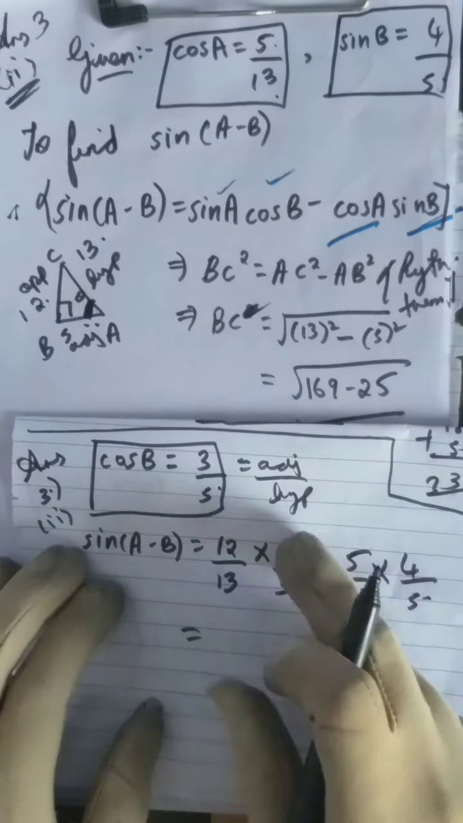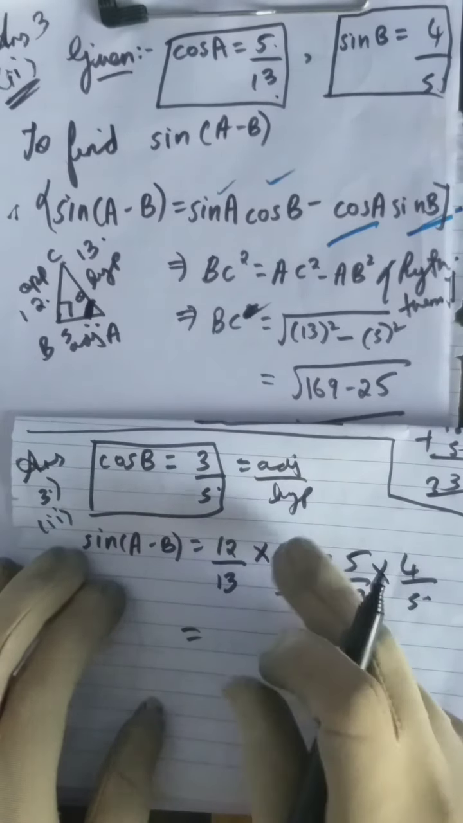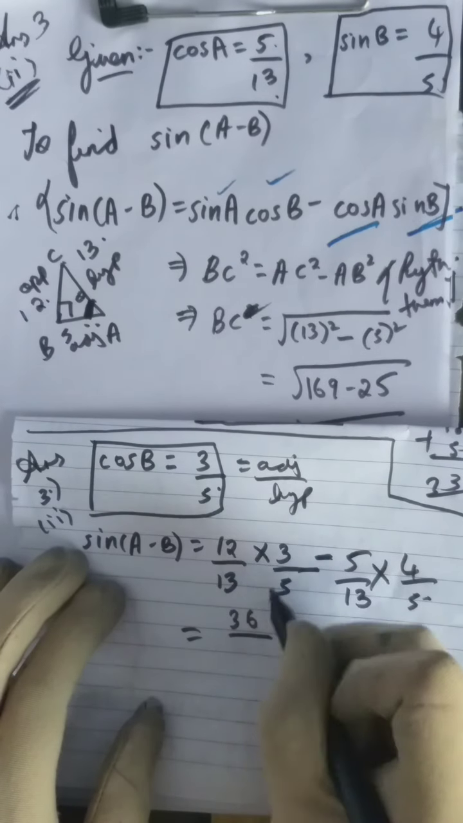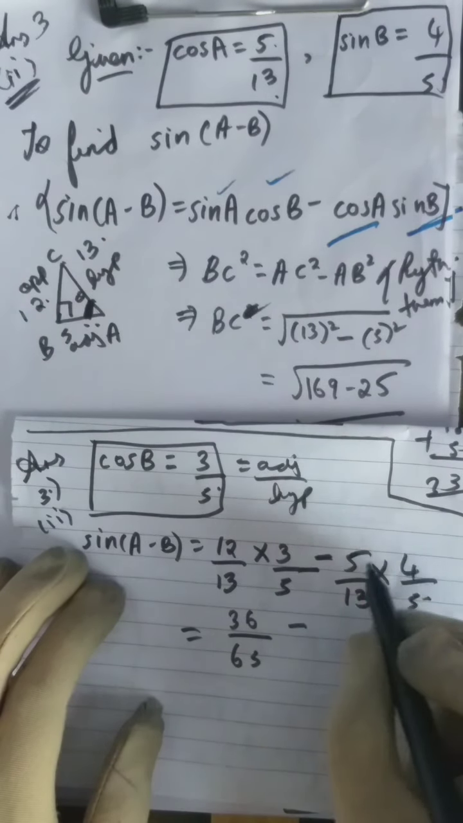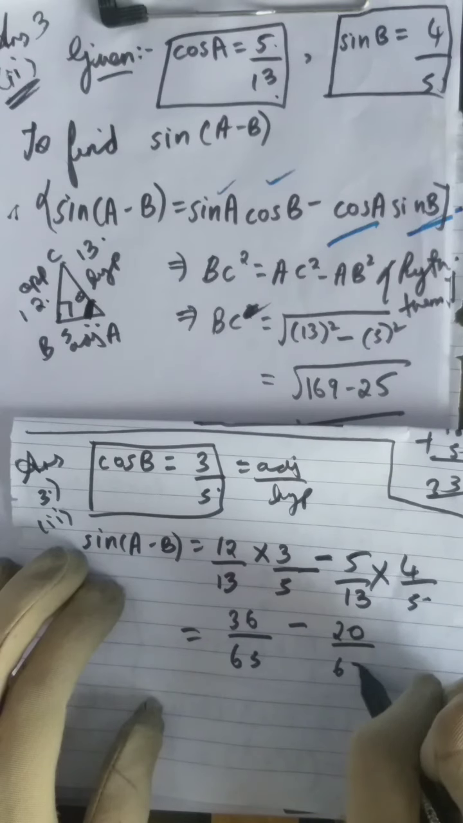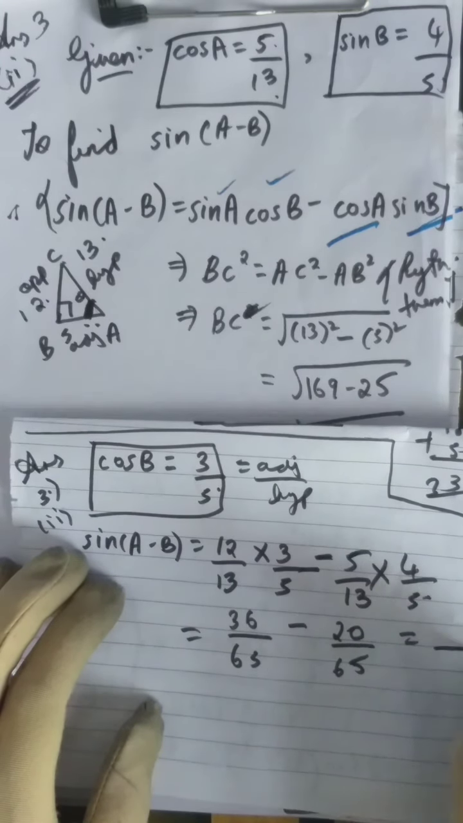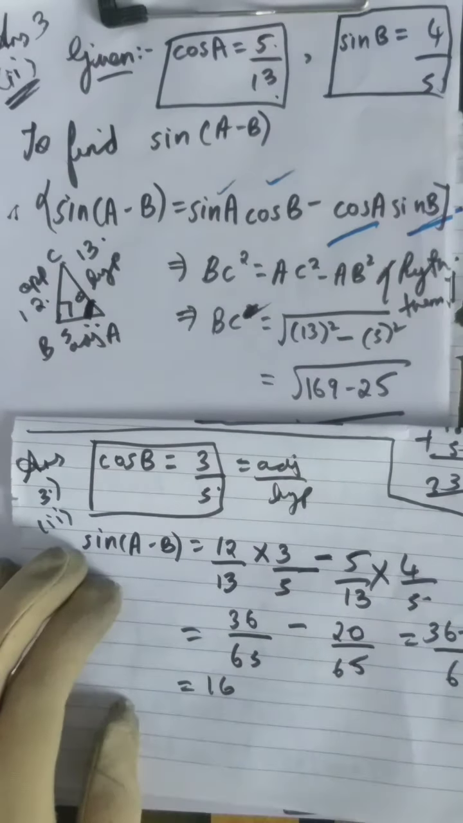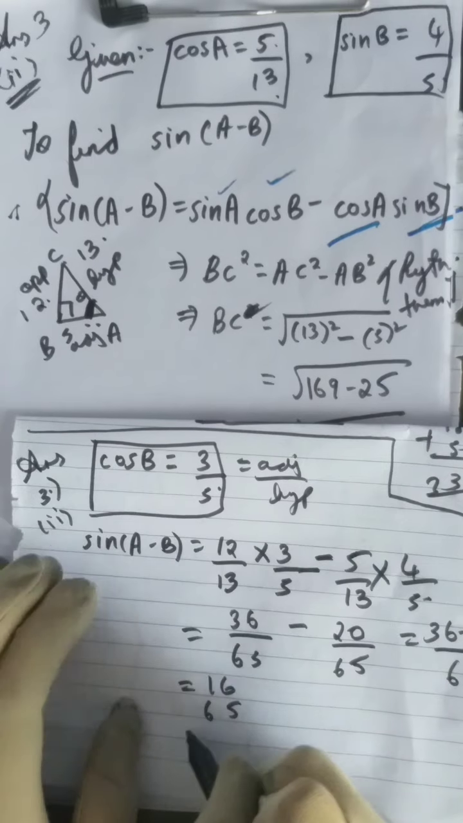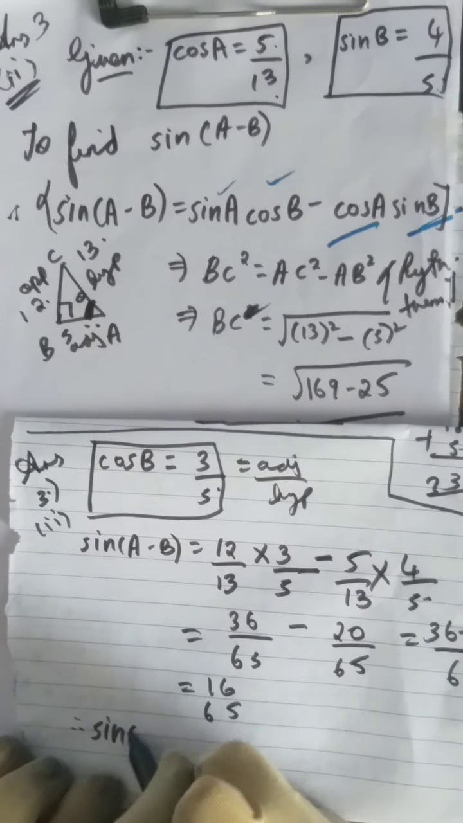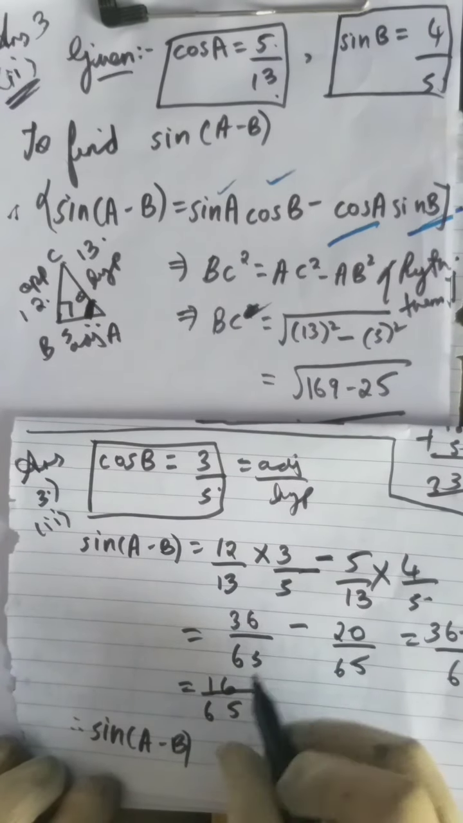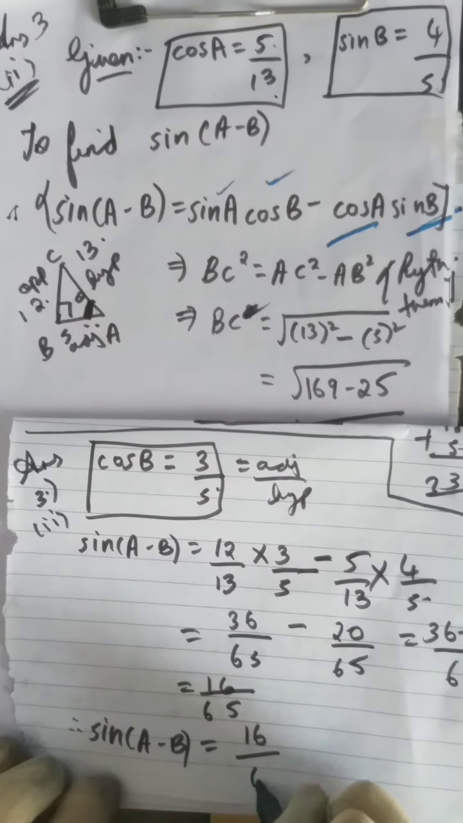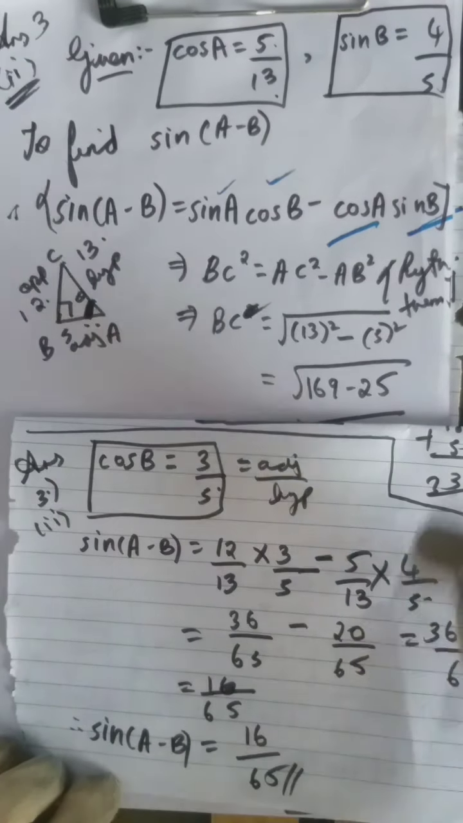Now we cannot do simplification, so we simply multiply the numerators: 12 3s are 36, and multiply the denominators: 13 5s are 65. Similarly 5 4s are 20 and 13 5s are 65. The LCM of 65 and 65 is 65. So 36 minus 20 over 65. 36 minus 20 is 16. So we got the value of sin of A minus B as 16 by 65. Okay, this is how you do it.